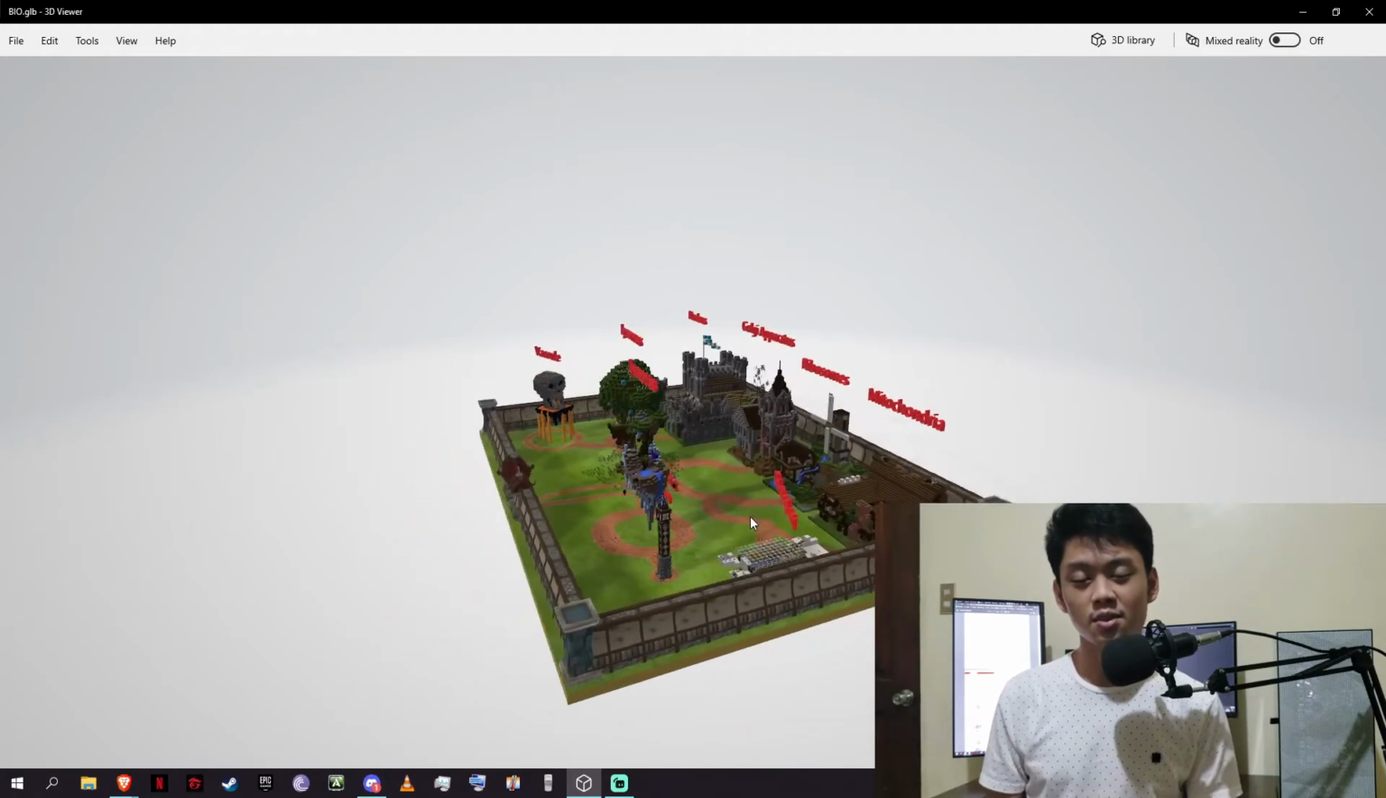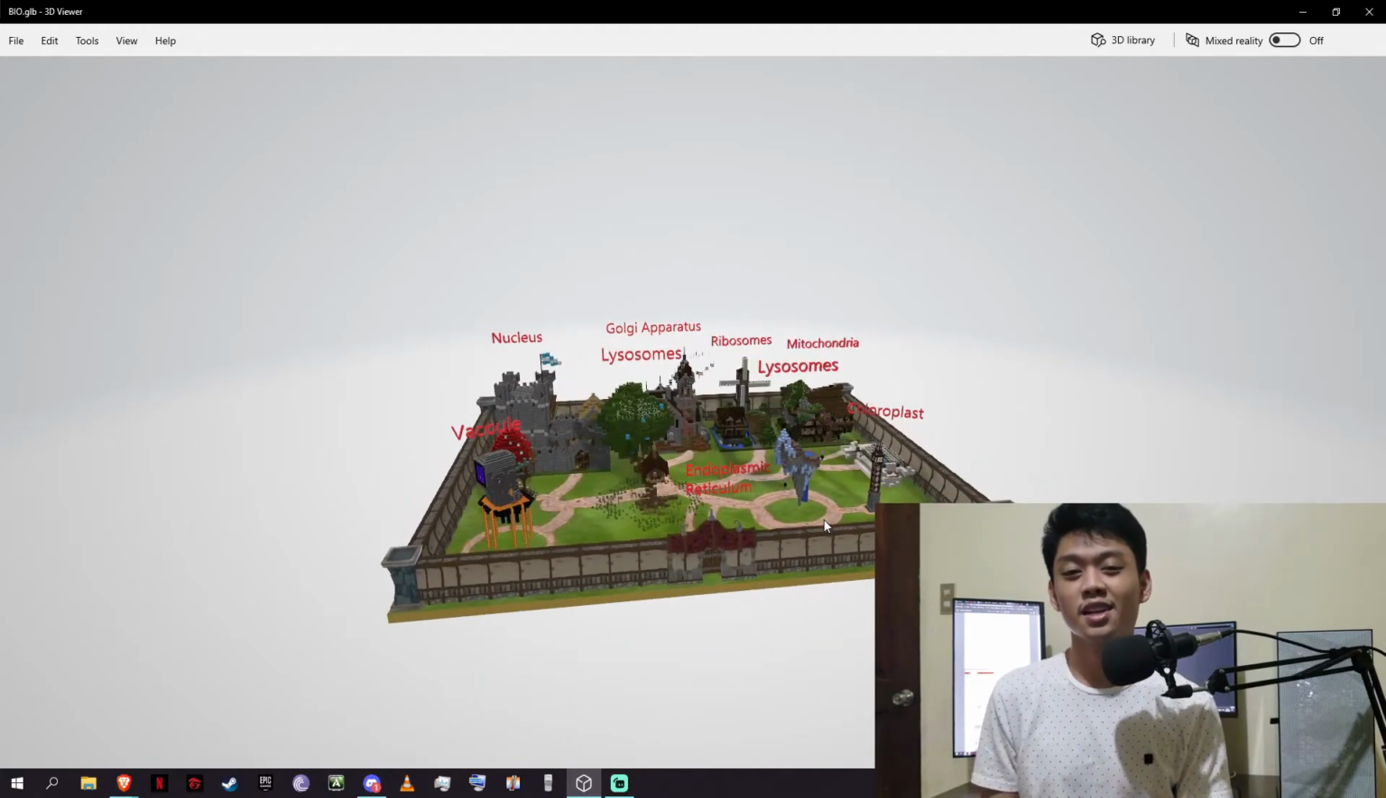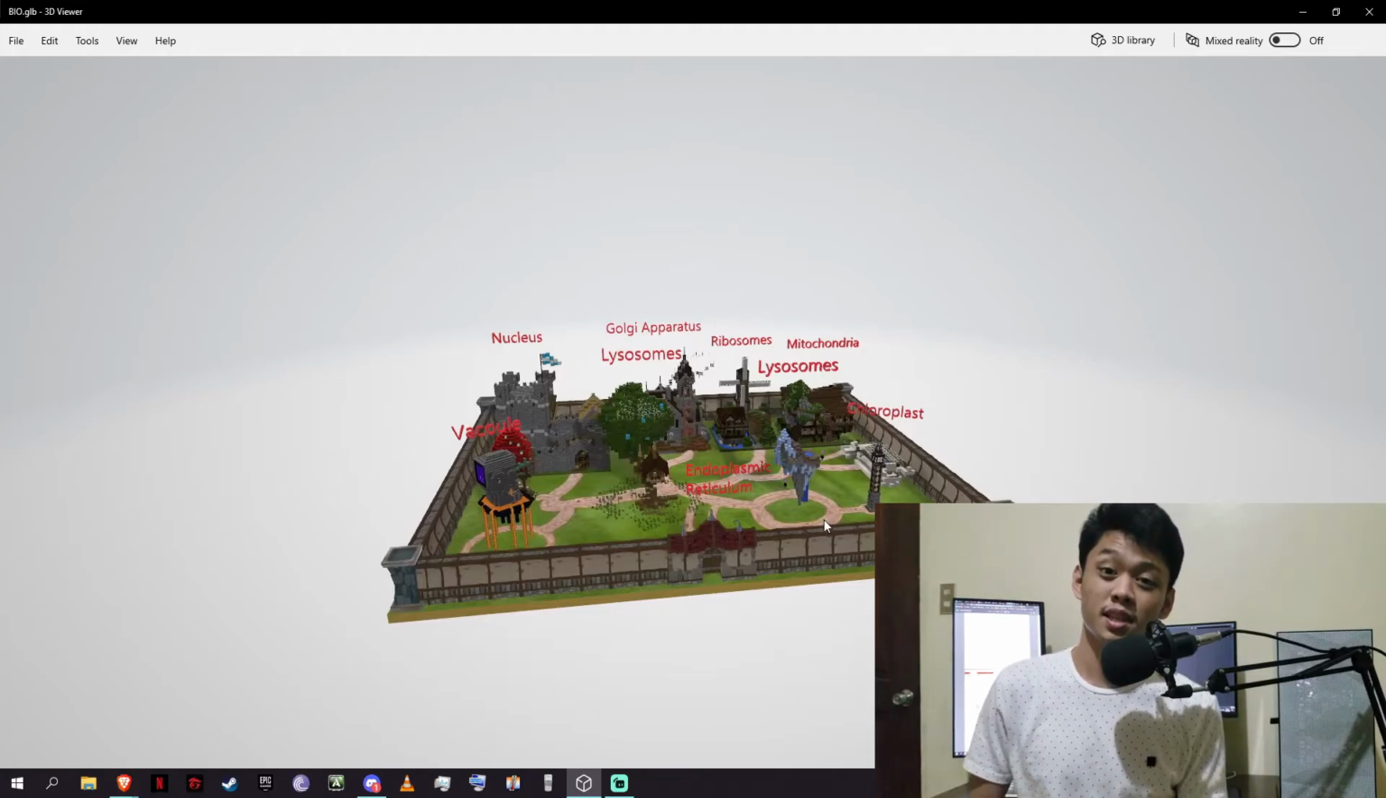So what these two do is they protect and filter everything that goes in and out of the village and protect the inside of the village from the outside, just like the cell membrane and the cell wall. And that's it for our cell's parts, each and every part's function, and of course in a form of a village in Minecraft that I have personally built.